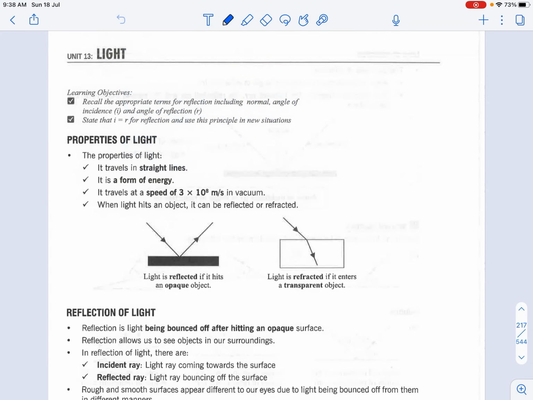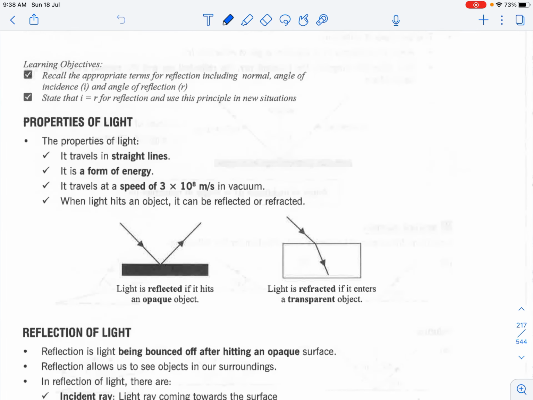Okay, hello. Today we'll be talking about the chapter of light, and in this chapter we'll first cover the portion on reflection. Later on will be on refraction, and then finally on some of the ray diagrams. So for properties of light, what are some of the properties of light?